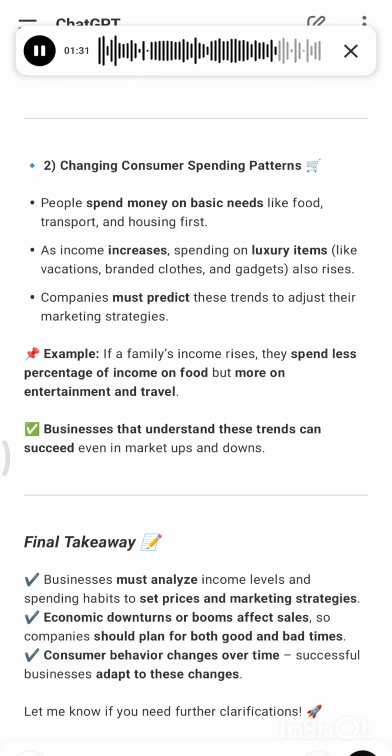Final takeaway: businesses must analyze income levels and spending habits to set prices and marketing strategies. Economic downturns or booms affect sales, so companies should plan for both good and bad times. Consumer behavior changes over time. Successful businesses adapt to these changes.